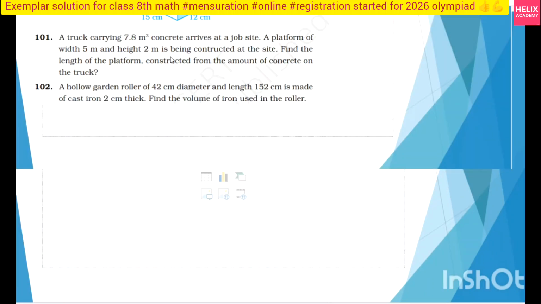Okay. See, question number 101, what they are saying: a truck carrying 7.8 meter cube concrete arrives at a job site.